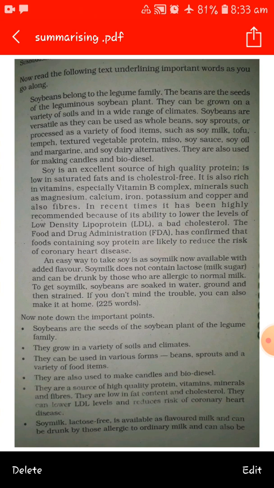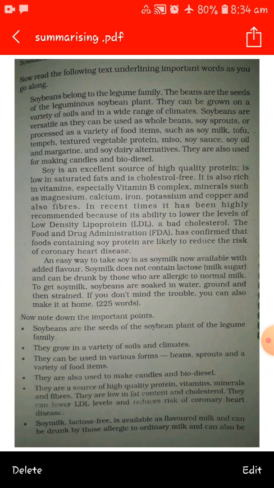They are also used to make candles and biodiesel. They are a source of high quality protein, vitamins, minerals, and fiber. They are low in fat content and cholesterol. They can lower LDL levels, and here the full form of LDL has been written, that is, low density lipoprotein. So there is no need to write the full form. So LDL levels and reduce the risk of coronary heart disease.